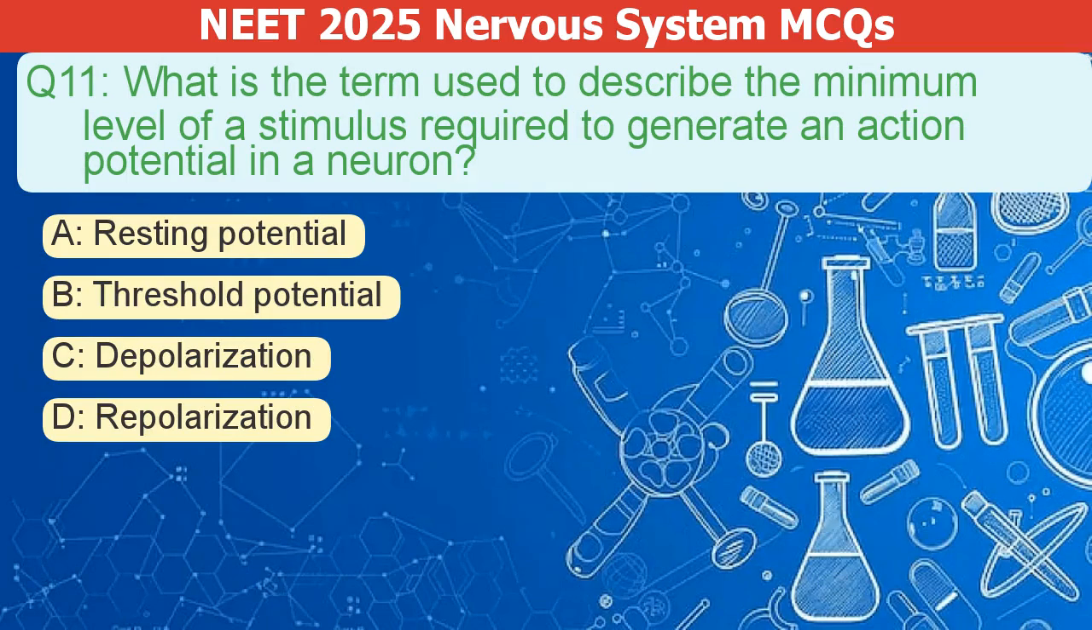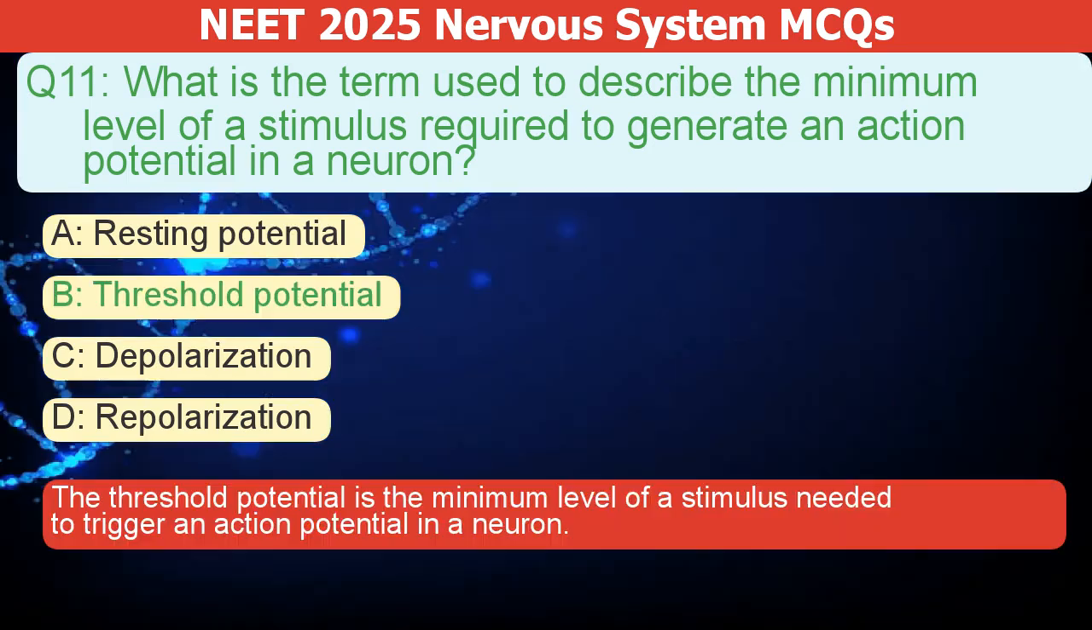What is the term for the minimum stimulus needed to trigger a neuron's action potential? A. Resting potential. B. Threshold potential. C. Depolarization. D. Repolarization. The correct answer is B. The threshold potential is the minimum level of stimulus needed to trigger an action potential in a neuron.